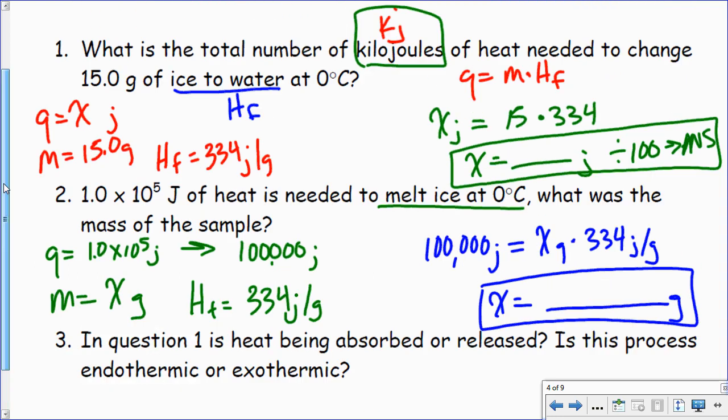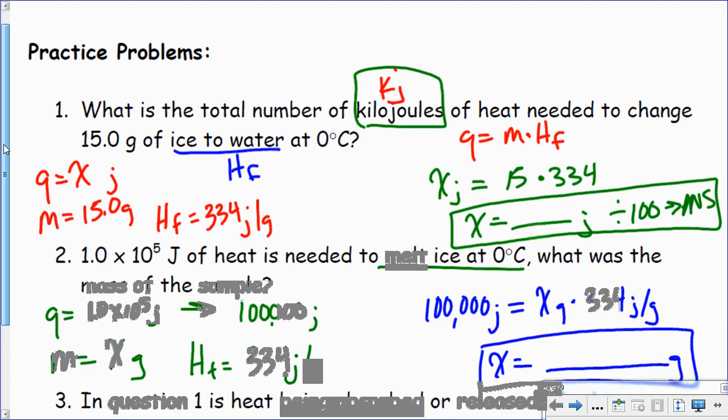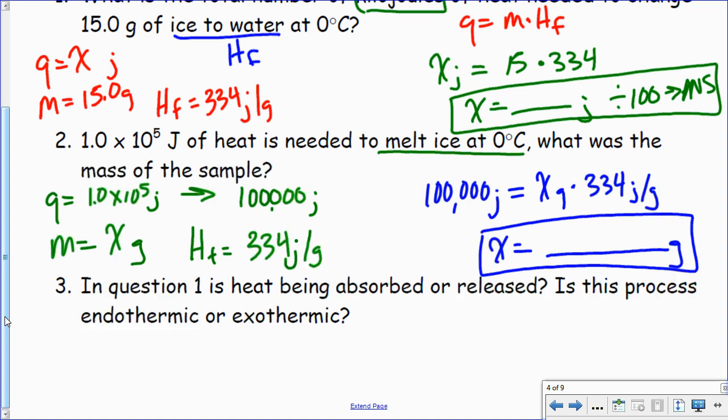So let's think about that. What's the total number of kilojoules of heat needed to change 15 grams of ice to water? If we're going from ice to water, that's a phase transition from solid to liquid. That is absorbing heat, so we have to absorb some heat there. Is this process endothermic or exothermic? The process of absorbing heat is an endothermic process. It absorbs heat. That's a give me.